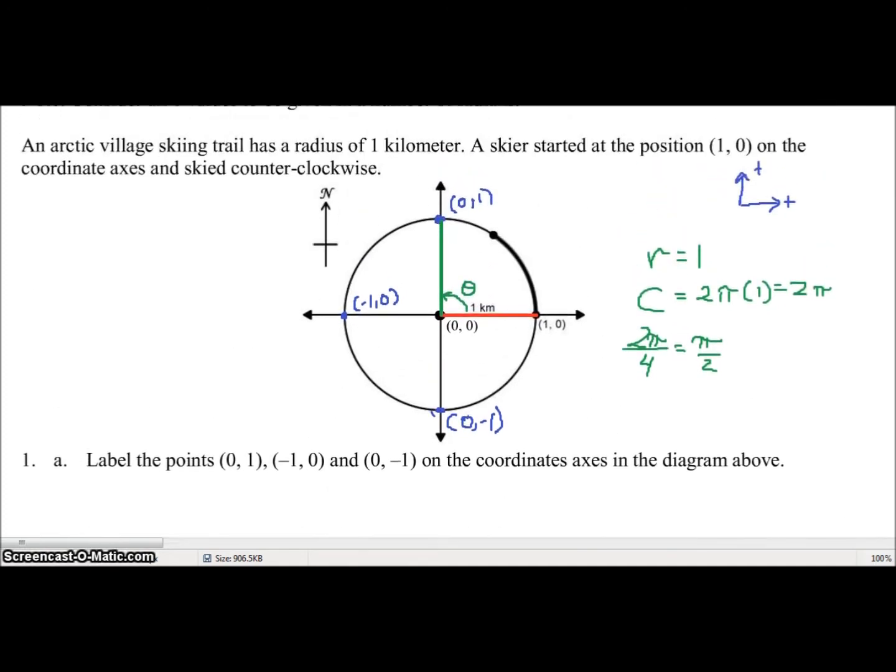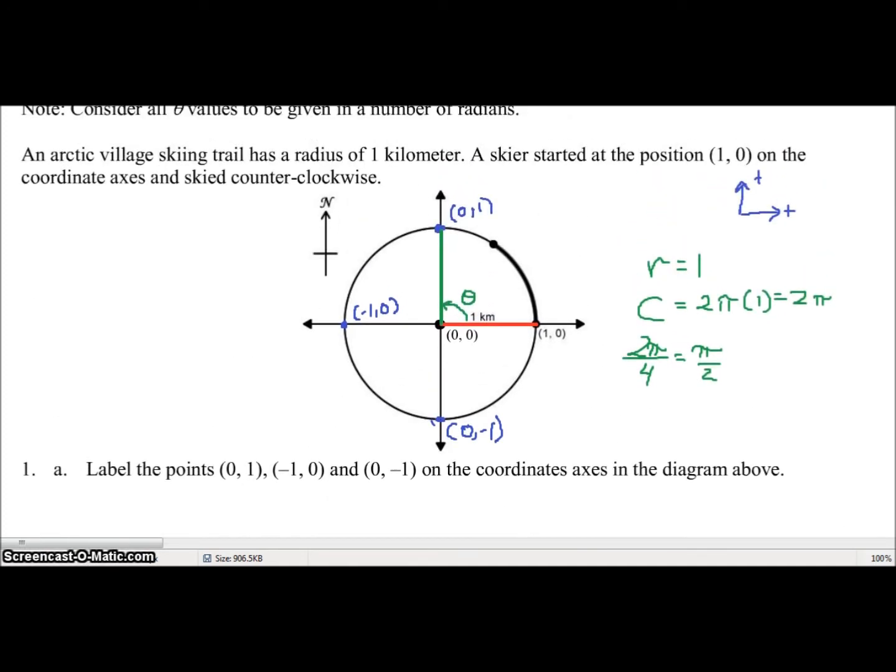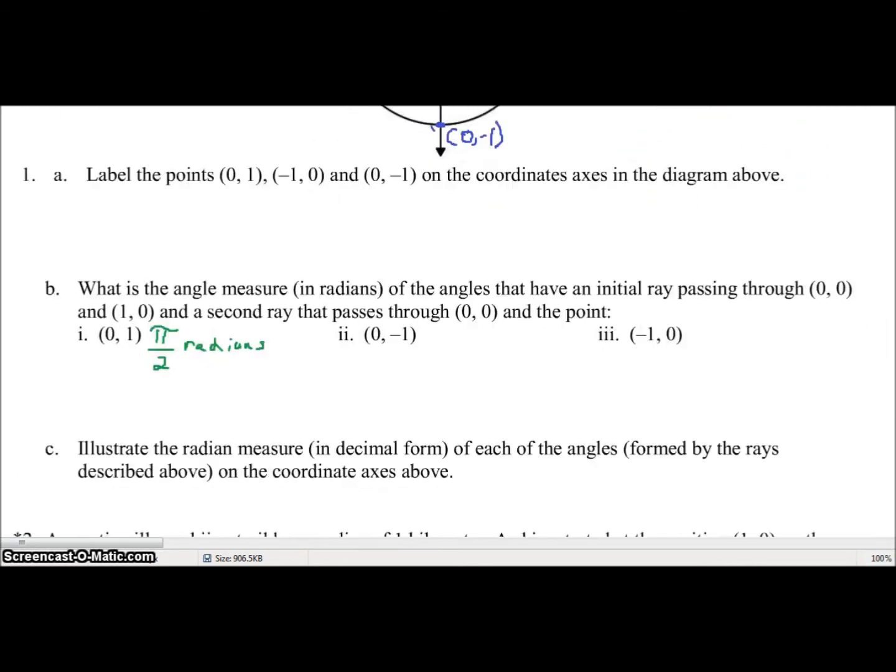So then the one that goes through (0, -1), let's use blue for this one. So now our angle theta goes, here's our initial point, and then it goes this way. I guess I could call that angle alpha. And notice that of our circumference, we've taken half of it. 2 pi over 2 is just pi. This one is pi radians.